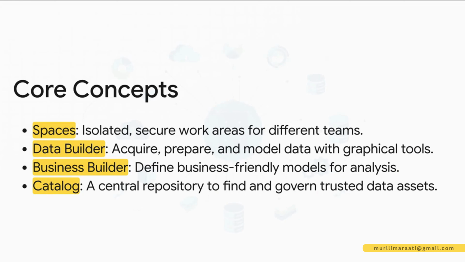So, how does it do that? Let's look at the core concepts. First, you have spaces. These are basically secure sandboxes for different teams. IT gets a space, sales gets a space, so nobody's tripping over each other. Then there's the data builder. This is your workshop, your engine room, where you bring in the raw data and start shaping it with these cool graphical tools. After that, you've got the business builder. This is huge. It's where you add the business context, the semantics, so the data actually speaks the language of your users. And finally, the catalog. Think of it as the librarian for your data, a central place to find, trust, and govern everything.